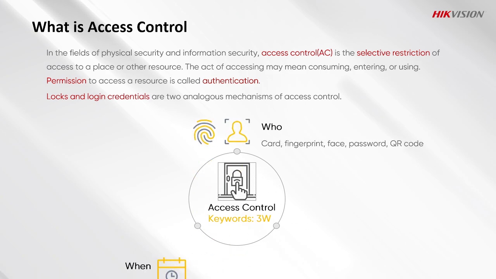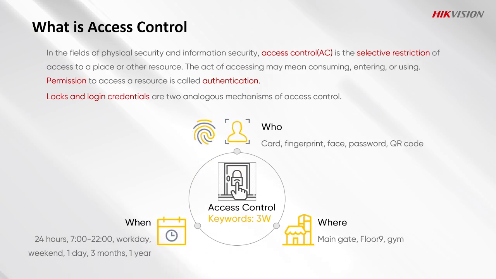We call this the 3 W's: the who, when, and where. So who can access? The methods that we use: card, fingerprint, face, password, QR code. Then when, you set a time schedule of when this person can access. Is it only during the day? No holidays and such things. You can set those rules. And where is which door? If it's the main door, if it's the store door, we set access control for that.